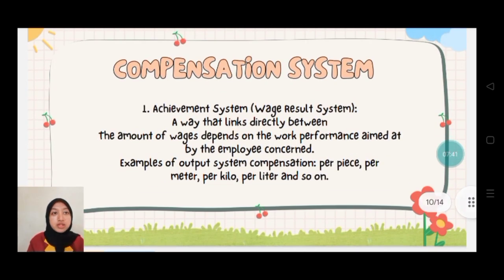Next slide, compensation system. 1. Achievement system, or wage result system. A way that links directly the amount of wages to the work performance achieved by the employee concerned. Examples of output system compensation: per piece, per meter, per kilo, per liter, and so on.